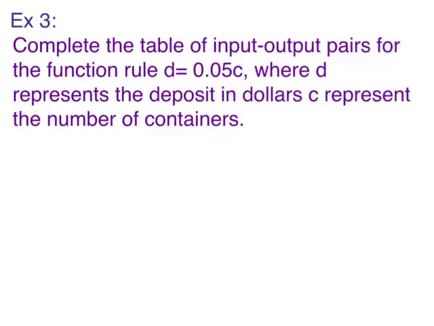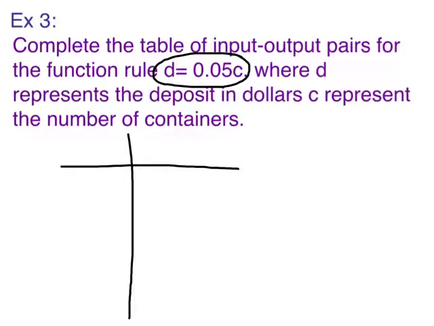Example 3 says complete the table of input-output pairs for the function rule D equals 0.05C, where D represents the deposit in dollars and C represents the number of containers. Again, we really don't need to worry about this part here. All we need to worry about is our function rule, which is what they give us right here. So we're going to create a table, and this time I'm going to do it vertically. And my input is going to be the number of containers, and my output is going to be how much it costs. So the examples they give you are 6, 12, and 24.